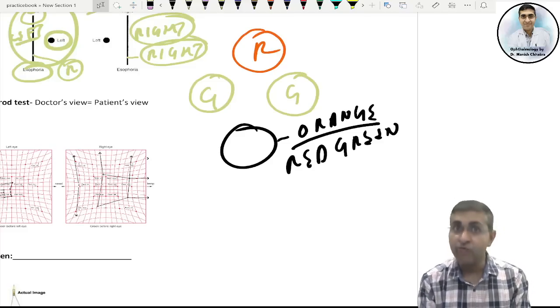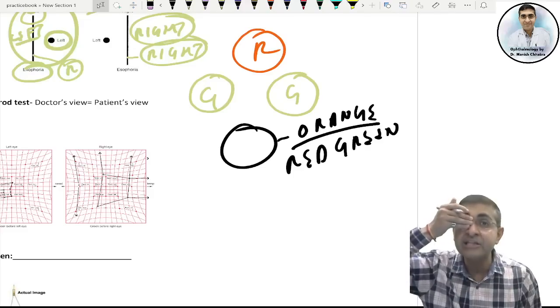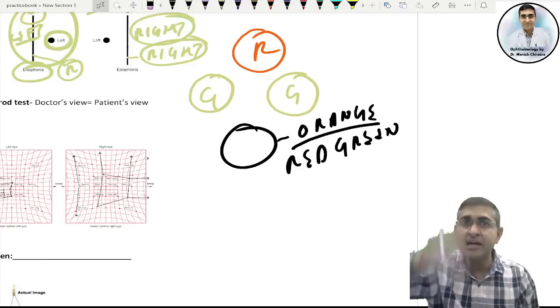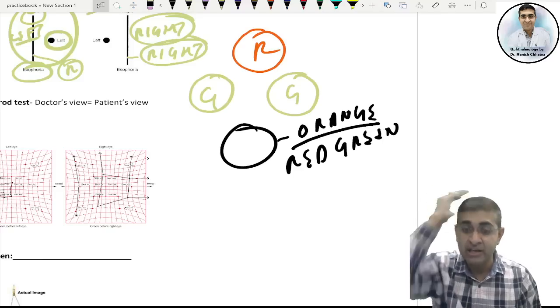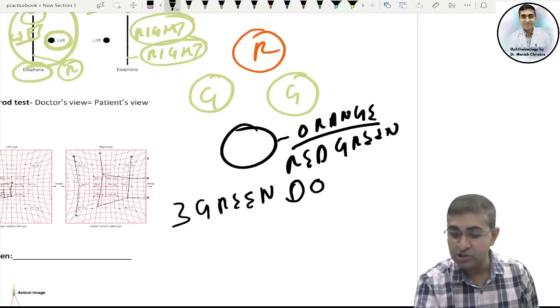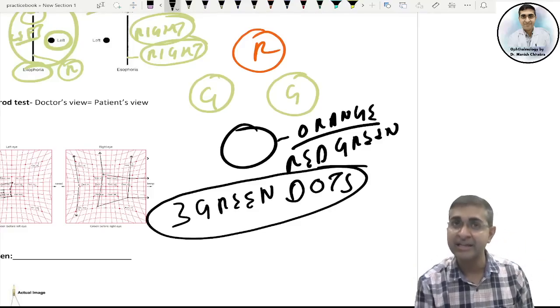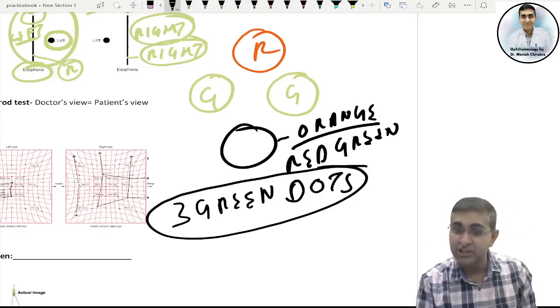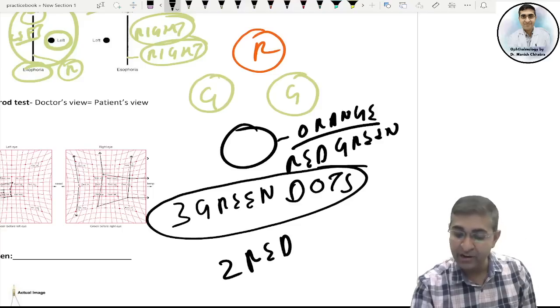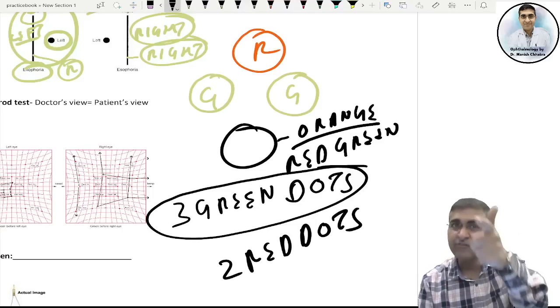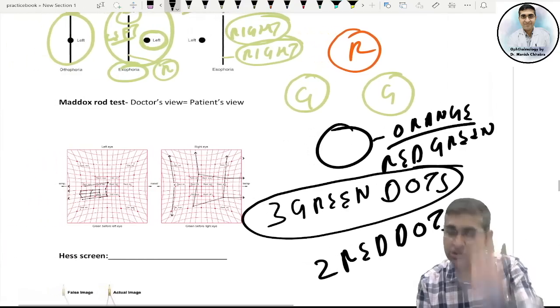Yes, but what if the patient is having right eye suppression? That means the patient's brain is not accepting the image provided by the right eye. So in that case the patient is going to see 3 green dots. So this was asked in your recent INICET exam. What if the patient is having left eye suppression? So that means the patient is going to see 2 red dots, because the brain is not accepting the left eye image now. So 3 green dots will not be seen.